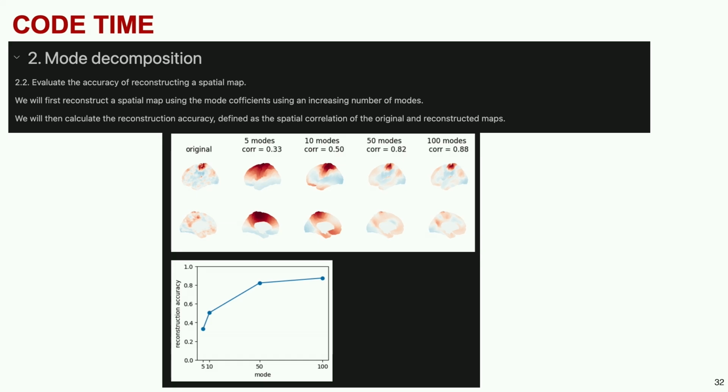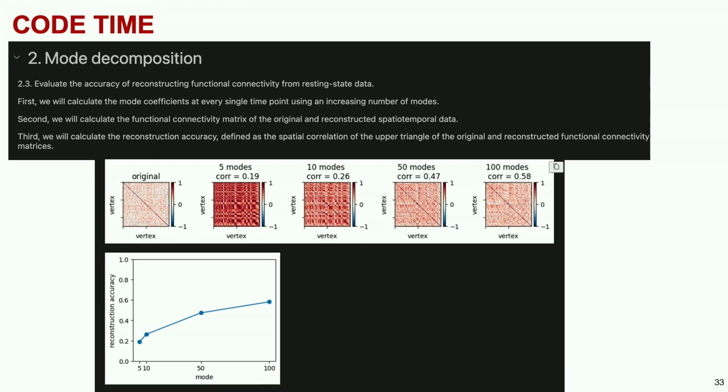And also, this is not only applicable to spatial maps, you can do the same with FC. So what you'll do again is you reconstruct every single time point, multiply the coefficients to the modes at time point 1. So you now have a reconstruction of the activity at time point 1, and then you do that through all the time points, and you can now do your typical FC calculation after that. So that's what I'm showing here. This is the original FC of some resting state data that is incorporated in the notebook. And you can see how we do the reconstructions of the FC with an increasing number of modes.